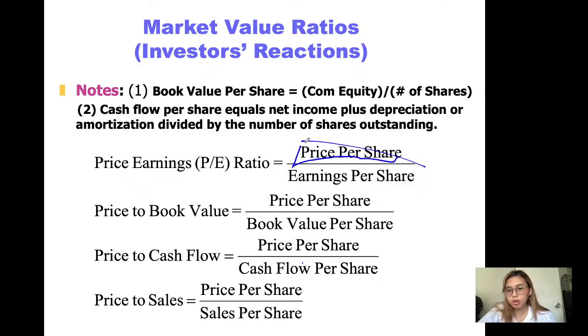And given to sa isang problem, over earnings per share. Itong earnings per share. And then, magkakaroon tayo ng price earnings ratio. Price to book value. Kadalasan sa corporation kasi to, sa mga may stocks. Price to cash flow, price per share over cash flow. Price to sales, price per share over sales per share.